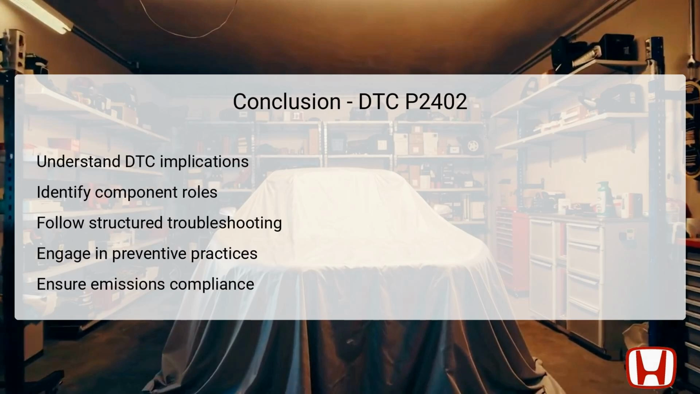In summary, DTC P2402 highlights a critical issue with the EVAP leak check pump control circuit high voltage within the Honda CRV from 2017 to 2022. Recognizing the implications of this code, understanding the roles of critical components, and following a structured troubleshooting process are fundamental to resolving the issue effectively. Engaging in preventive maintenance practices helps avoid recurrence of this DTC, thus ensuring long-term vehicle health.